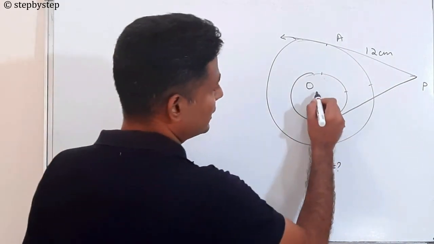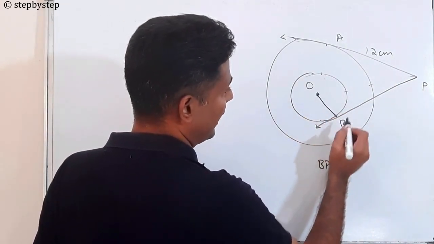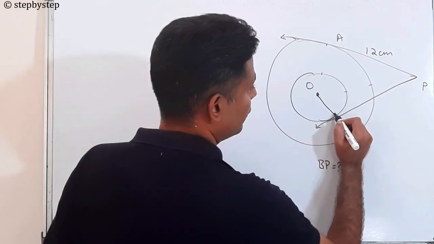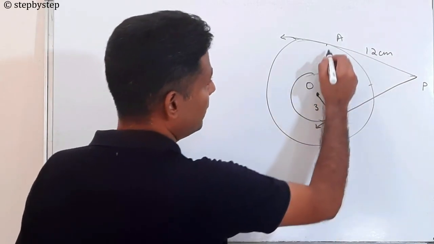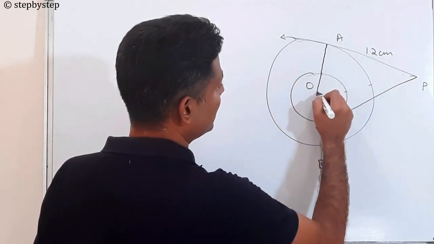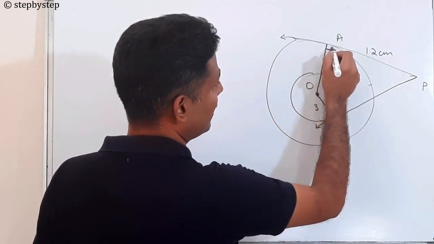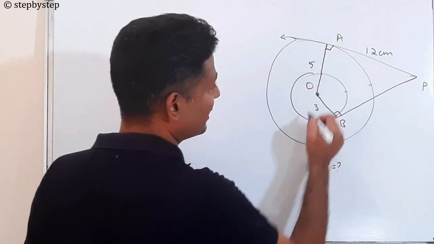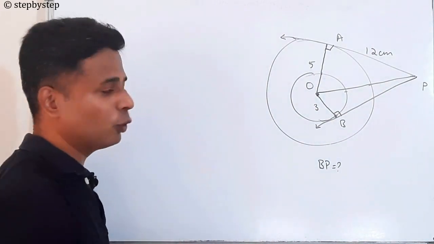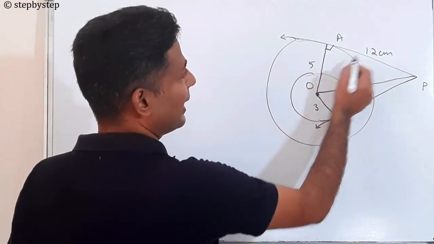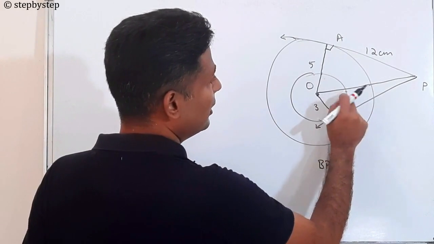So first what I'll do is, from here I'll join a line to the tangent, which means this is 90 degrees and this is the radius of the circle, which is 3. Similarly, I'll join this point to this tangent. Again we get 90 degrees and the radius is 5. And then I'll join this line to this line. Now we have two right angle triangles. Now in this triangle we have two sides, which means we can find the third side.